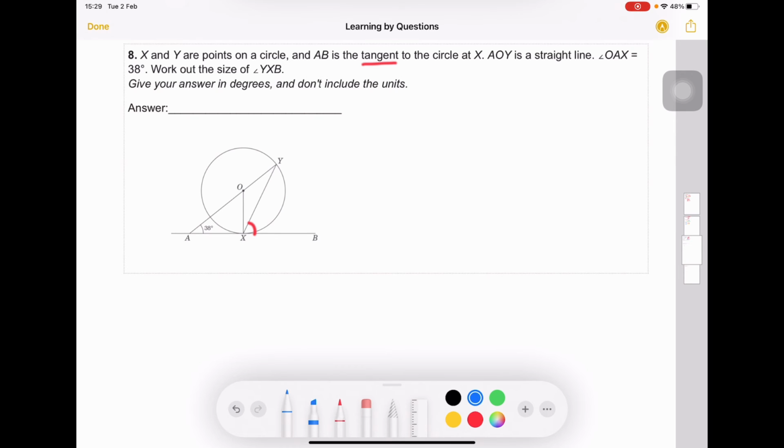Let's make a note of everything we know here. So we know that this is a right angle. Actually, just by doing that, we can work out this angle here. So we're going to do that in a sec. Let's just make a note of other things we know. So here to here is the radius, and O to Y is also another radius. So this is actually an isosceles triangle. So let's work out the value of this angle here.